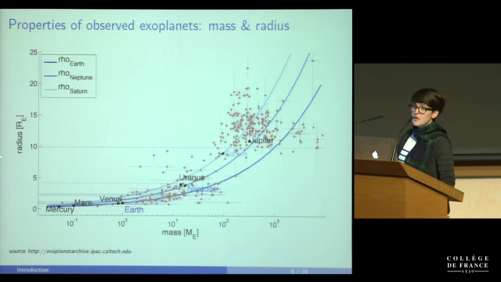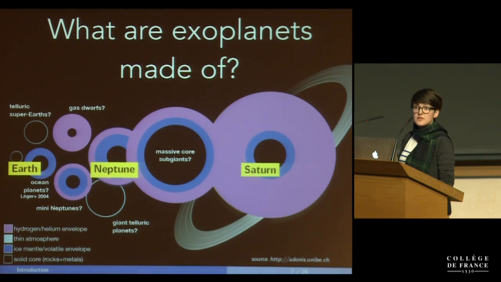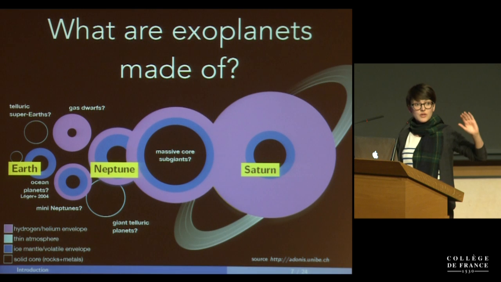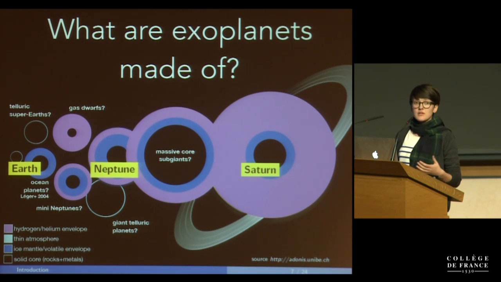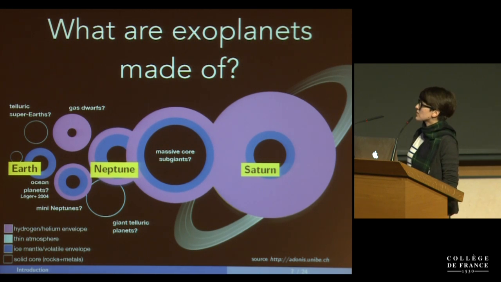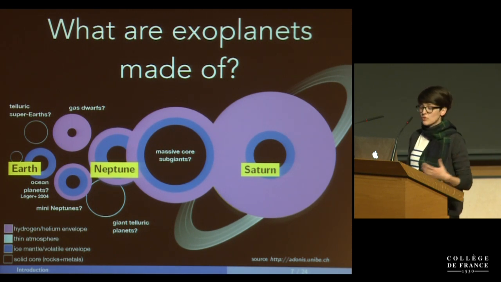And if you see here the planets where we have actually radius and mass measurements, they plot here on a continuum of radii and masses. I also plotted some iso density lines of Earth, Neptune, and Saturn. And you see we find these planets on a continuum of densities. So what are these exoplanets actually made of? Given that we find them on a continuum of densities, we can imagine having a very diverse range of interior types that we don't find in our solar system. We can imagine having super Earths or these gas dwarfs or subgiants with massive cores.